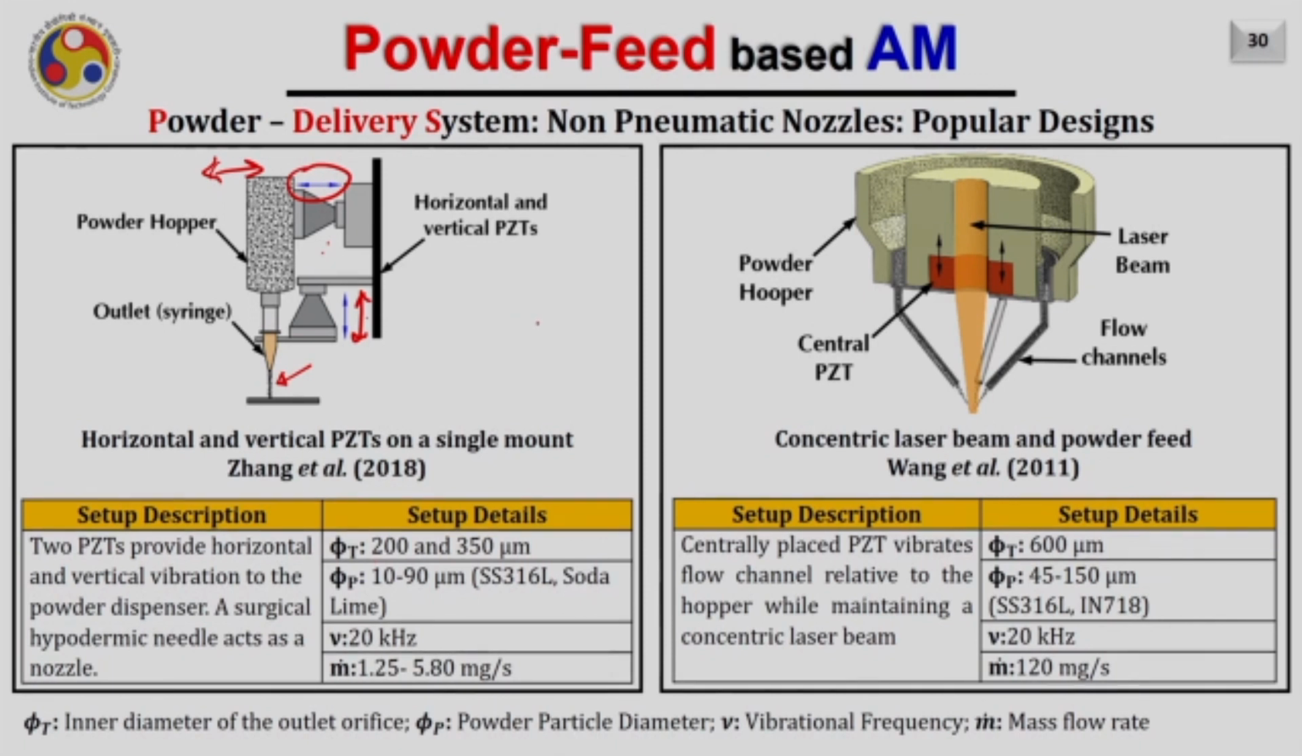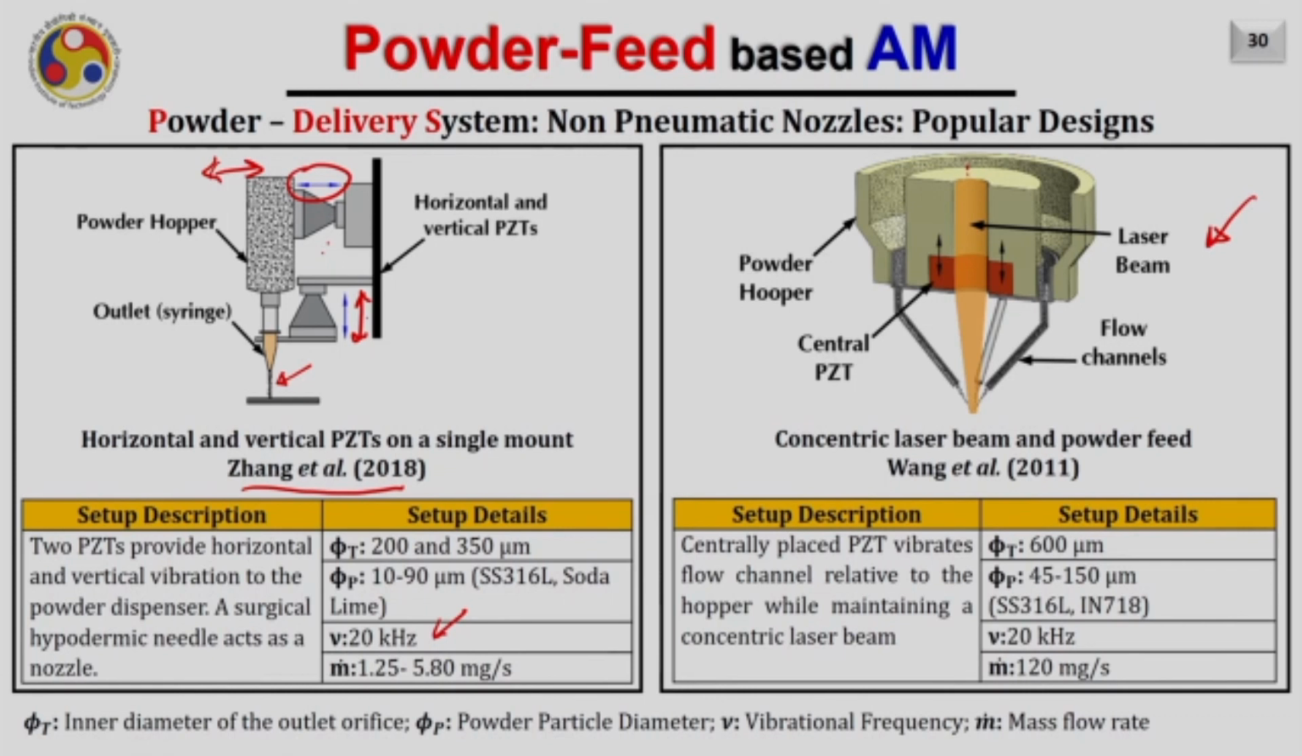Here in this case, the tube diameters are 200 micron and 350 micron, while the powder particle size is 10 to 90 micron, and the powder was soda lime and stainless steel in the setup of Zhang et al. Also, they used a frequency of about 20 kilohertz and a mass flow rate of 1.25 to 5.8 milligram per second.